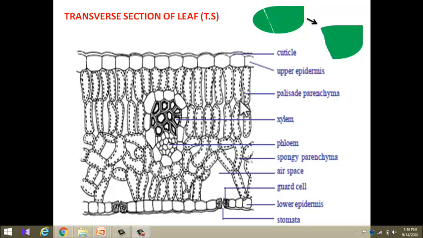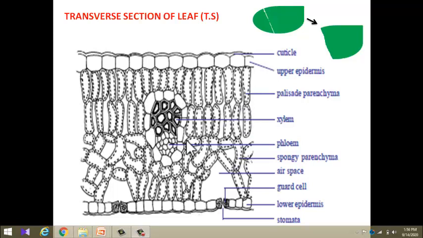Why are they more in palisade? Because palisade is towards upper epidermis and upper epidermis is more accessible to the sunlight. So to trap more sunlight, chloroplasts are more here, and as the chloroplasts are more, upper epidermis is darker when compared to lower epidermis.